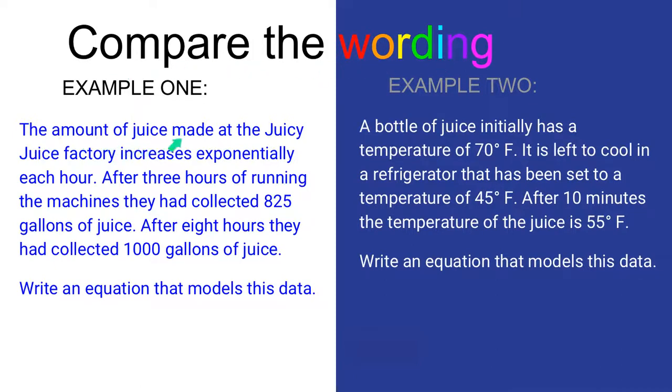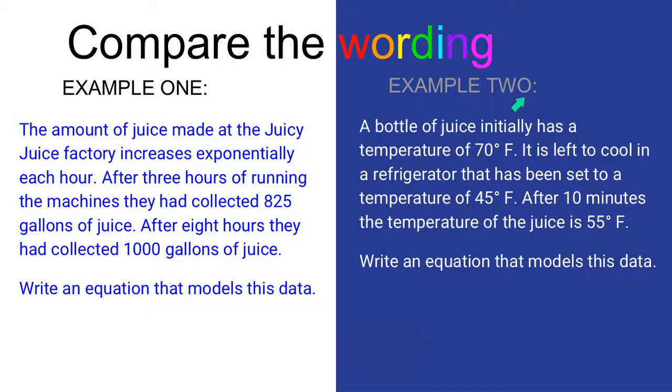So the amount of juice made at the Juicy Juice factory increases exponentially each hour. After 3 hours of running the machines, they collect 825 gallons of juice. After 8 hours, they had collected 1,000 gallons of juice. Write the equation that models this data. There are some key words in here that give away how you're supposed to do it.